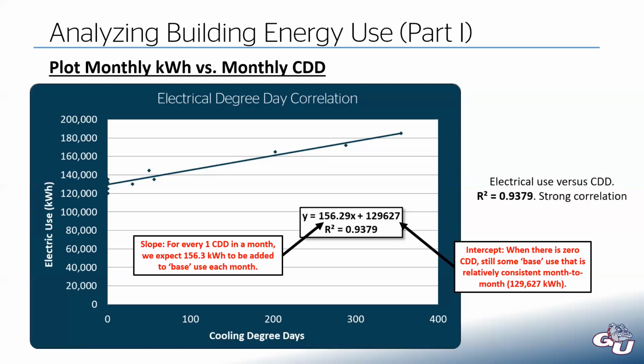And then the R squared of 0.9379, that's a very, very strong correlation. And so you would look at this data set and say, I feel very confident in how this data fits. The air conditioning use is highly correlated to cooling degree days as expected. That's what we expect to see.